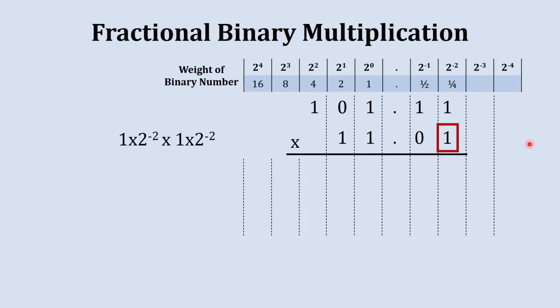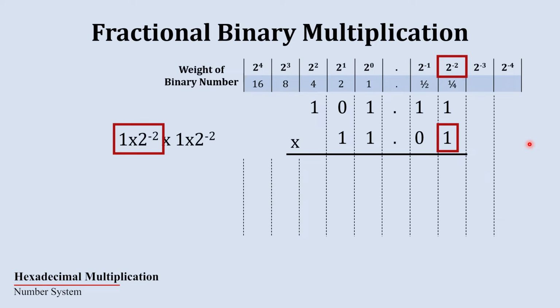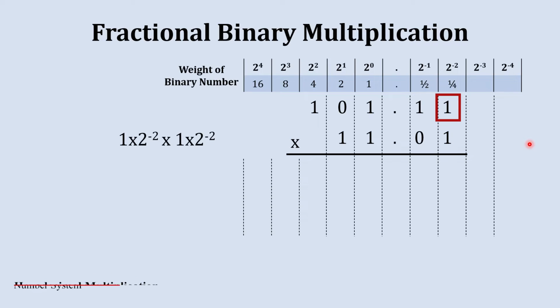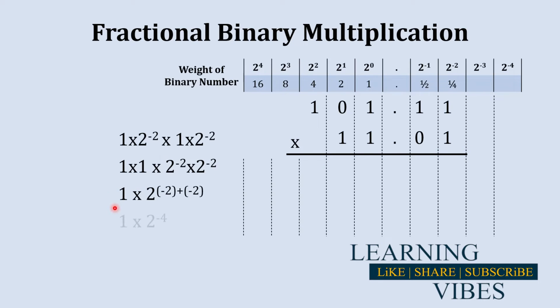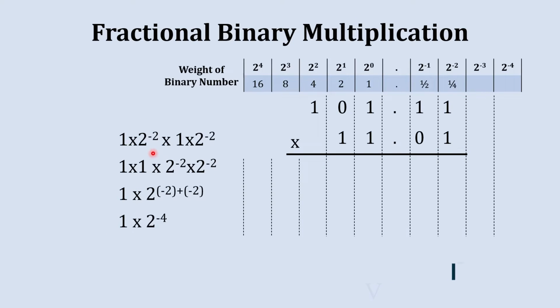Here, when we multiply 1, which has a weight of 2 raised to minus 2, with 1 of multiplicand, which has a weight of 2 raised to minus 2, then the multiplication of these two digits is 1, like this. And the multiplication of their weight is 2 raised to minus 4, like this. So 1 into 1 is equal to 1, and the place value of this 1 or the weight of this 1 is 2 raised to minus 4. So we're supposed to write this 1 under the place value 2 raised to minus 4. So that is why we are writing this 1 over here.